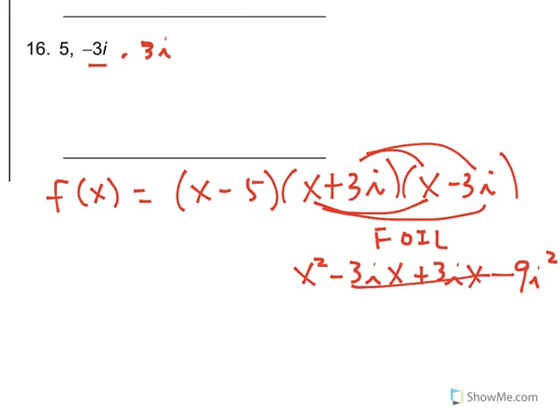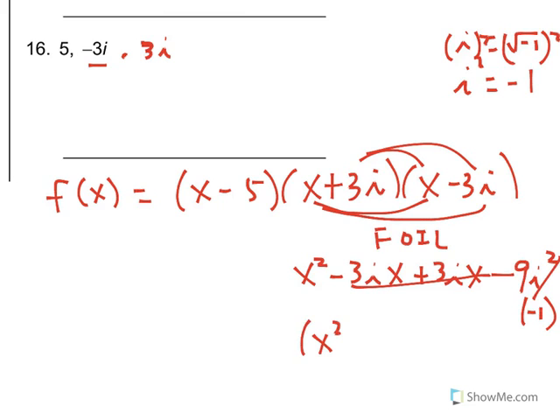And something else I want to mention is that i squared, we know that is equal to negative 1 because i is actually equal to the square root of negative 1. So in essence, when you square both sides, we will have negative 1. So i squared is just equal to negative 1, so we can substitute that as negative 1, and we can eliminate the i. So we actually have a nice and clean x squared. Negative 9 times negative 1 will be plus 9.